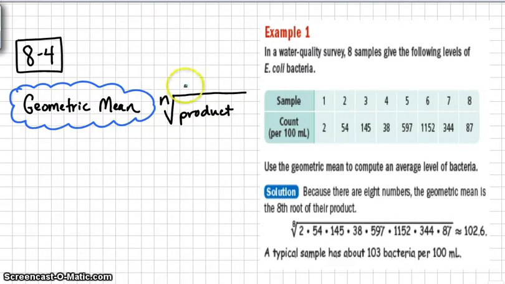To illustrate how that looks, let's look at example 1 from your textbook. They have a sample of E. coli bacteria taken over different levels. There are 8 different samples and different counts of E. coli within each sample. So we would take these 8 numbers and multiply them together, because that's what a product is. And then we would take the 8th root because there's 8 of them. So you would type in 2 times 54 and so on, and then you would take the 8th root of that. What we're going to talk about today is how to deal with the 8th root on your calculator. But know that if they ask you to do a geometric mean, you just take the numbers, multiply them, and then take the root of however many numbers there are.